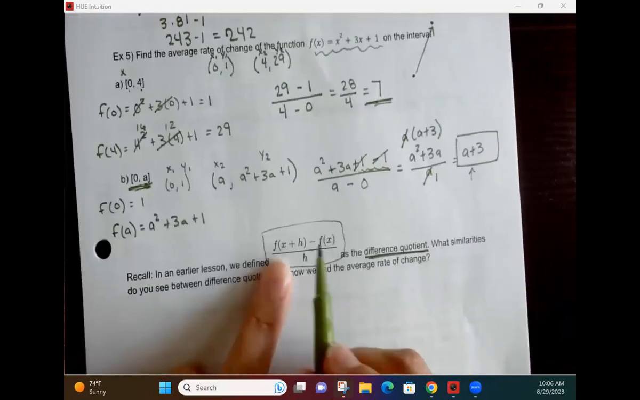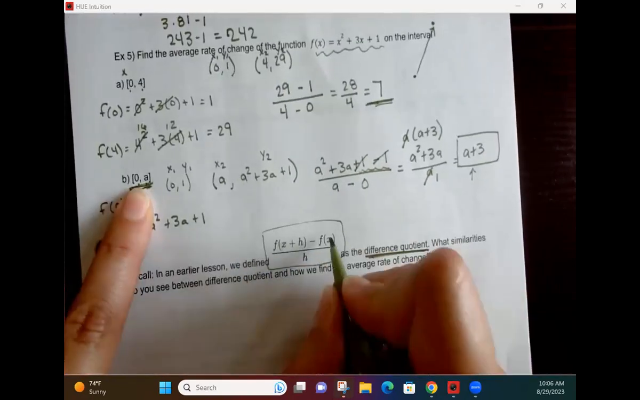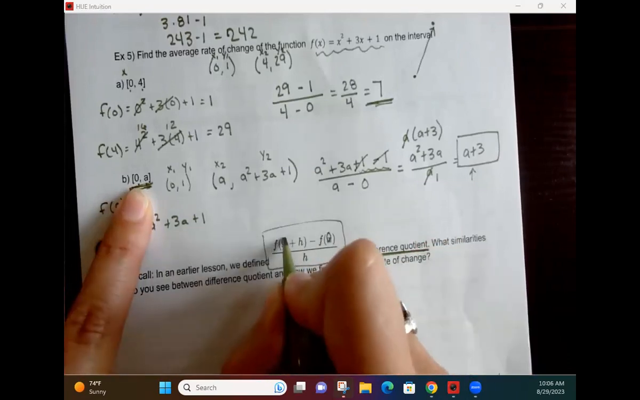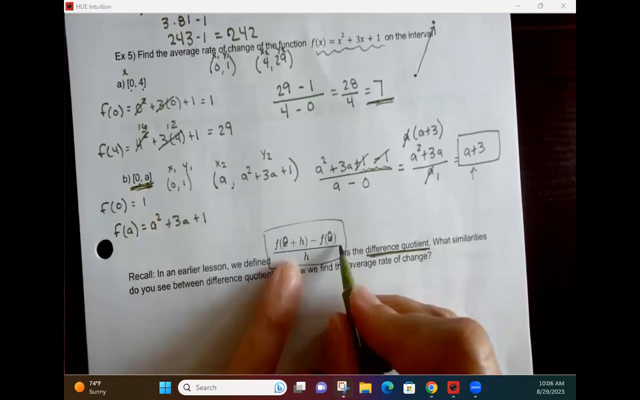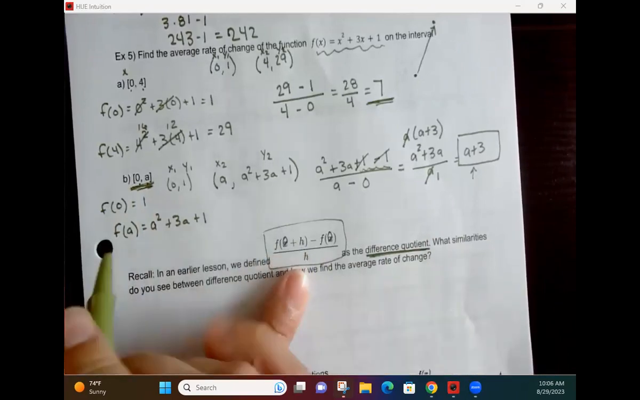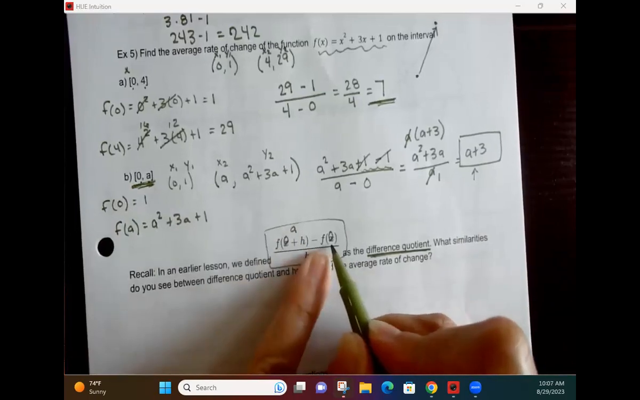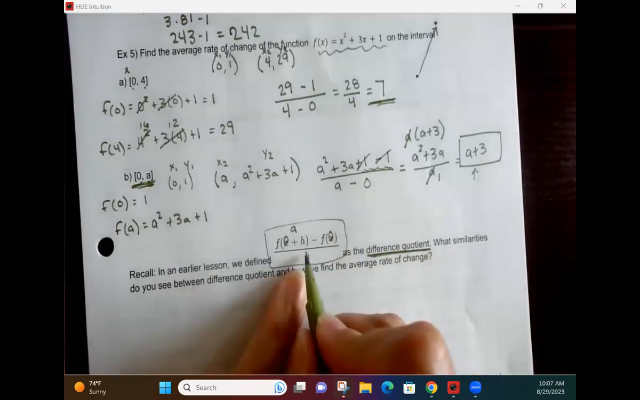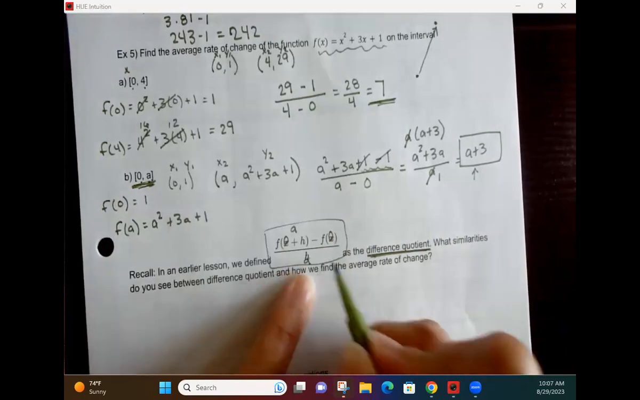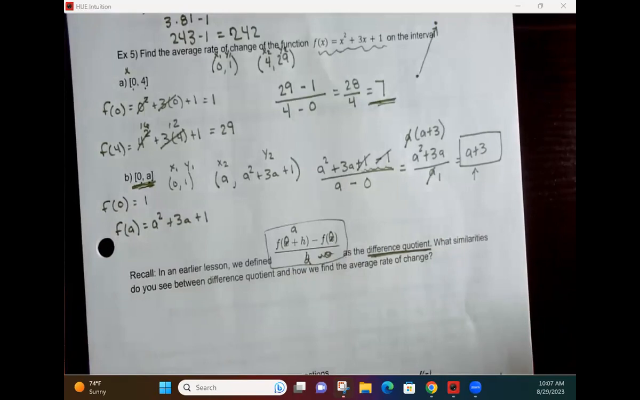And I want you to notice, if I use 0 for x, this is exactly the same thing. This would just be f of h, or in our case up here, f of a, right? Minus f of 0, which is what we did here, over, for ours that was a minus 0. Since we're subtracting 0, we don't need to write that part.